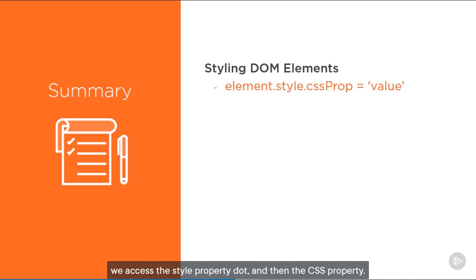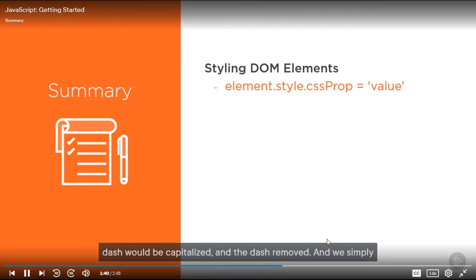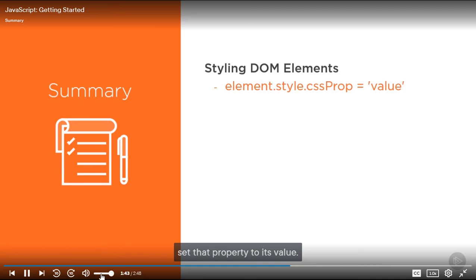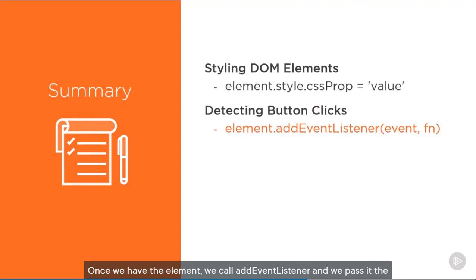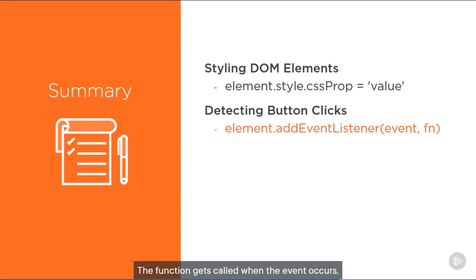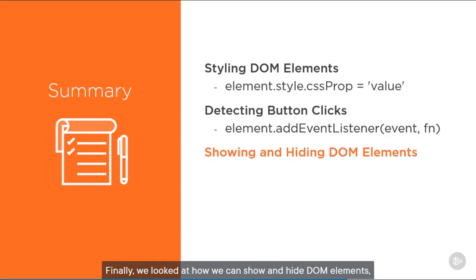Next, we looked at styling DOM elements. Once we have an element, we access the style property, dot, and then the CSS property. And you just have to remember that the CSS property cannot contain dashes, as they do in CSS files. So we have to use camel case, as we see here. Anything after a dash would be capitalized, and the dash removed. And we simply set that property to its value. We saw how to detect button clicks. Once we have the element, we call addEventListener, and we pass it the event we want to listen for. In this case, it was a click, but it could be any DOM event, and we pass it a function. The function gets called when the event occurs.